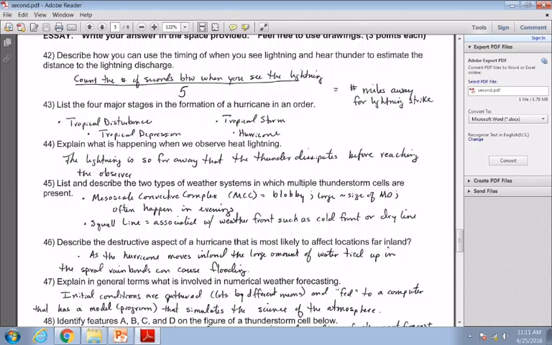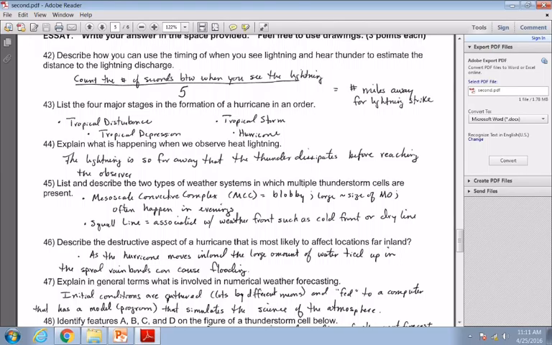Question 46, if you're inland, what are you most likely to be affected by with a hurricane? And it's the flooding. It's the large amount of ocean water. That's kind of exciting, ocean water, that makes it inland.